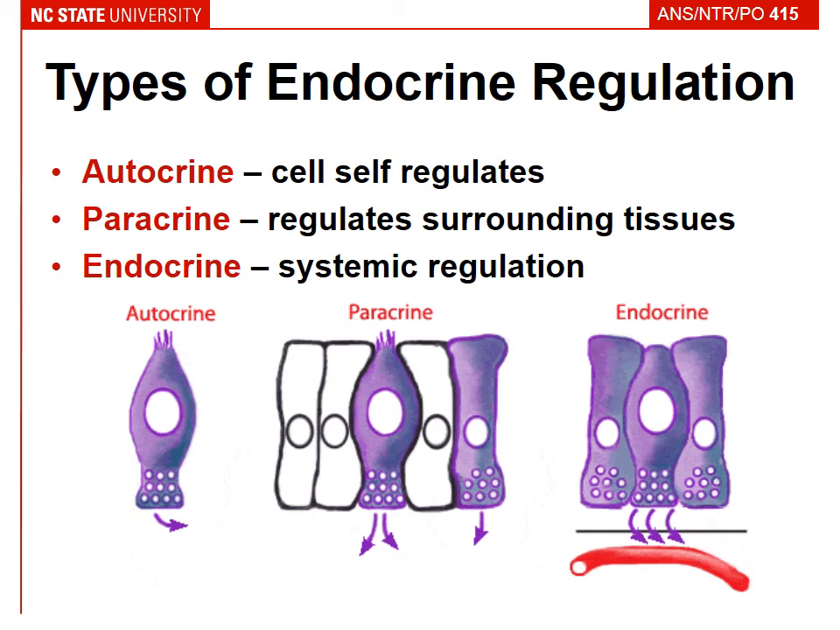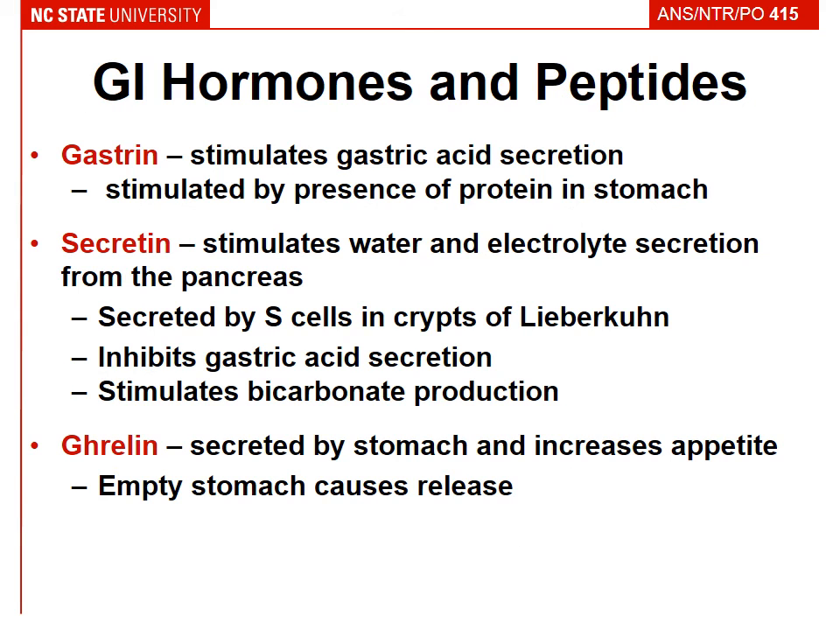And then finally, we have endocrine. So these cells are releasing the hormone, they get into the bloodstream, and they have a systemic effect. So they end up affecting the whole body. So we have many different types of endocrine regulation that's occurring within the GI tract.